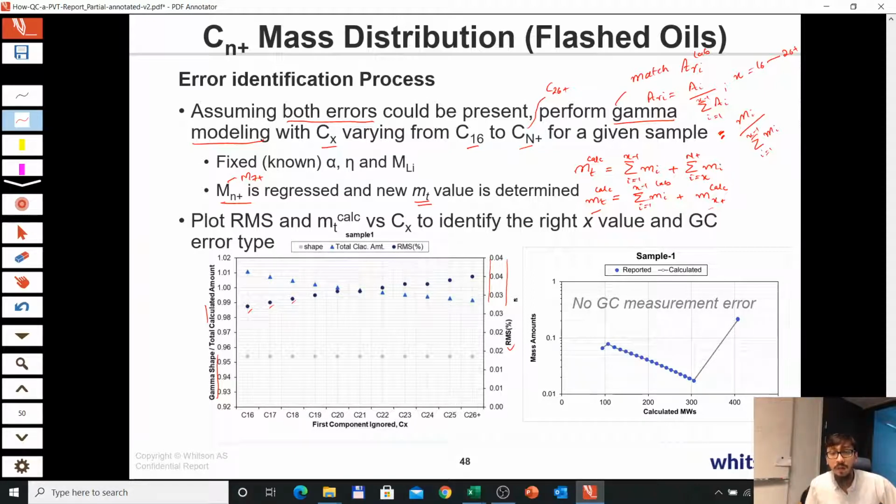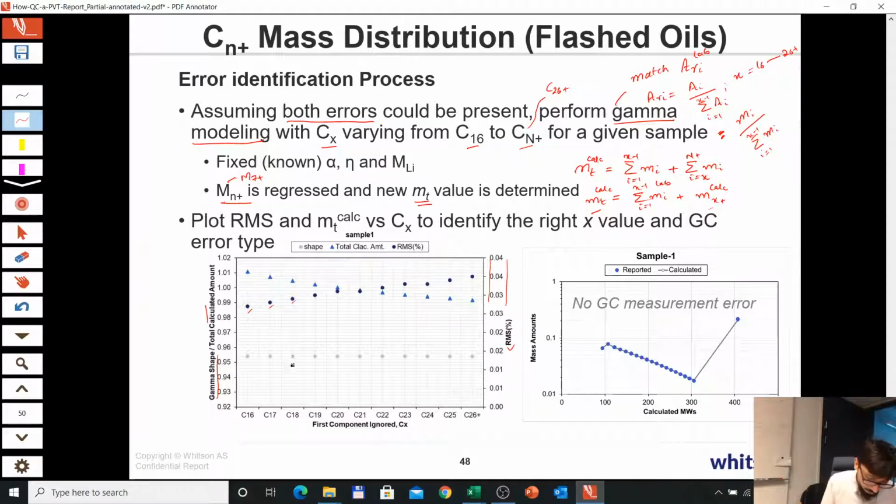Remember, when we discussed these baseline shift and internal standard problems, we discussed that if you have a baseline shift problem, the x value starts somewhere between 15 and 25. And if the x value is only 26, or if x is just the last fraction, then most likely you have an internal standard error. So if you only look at the RMS here, this is going to give you your Cx value.